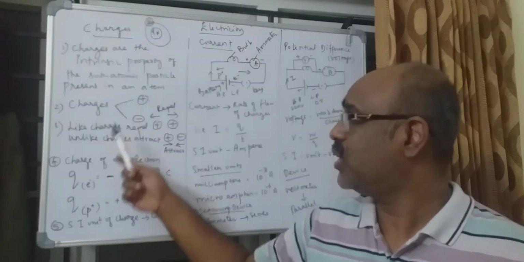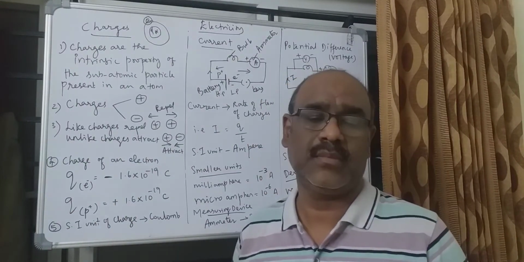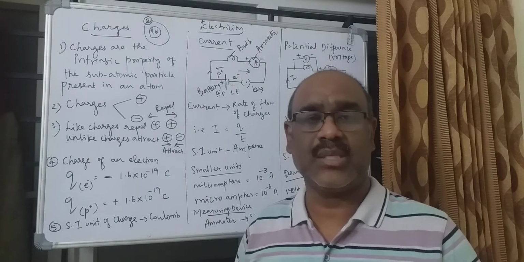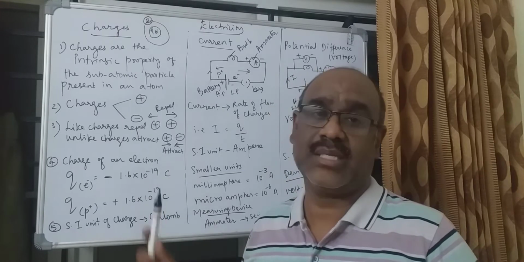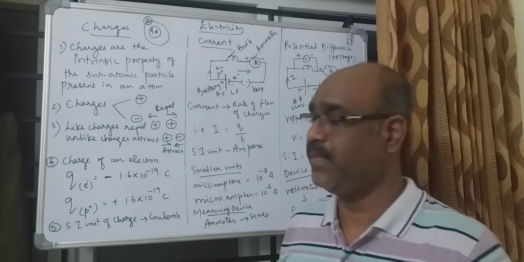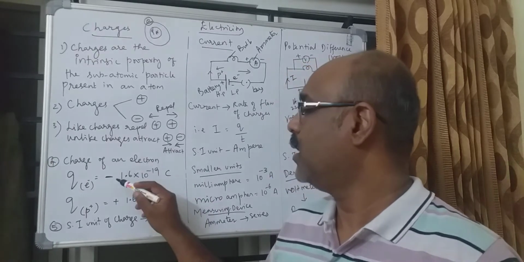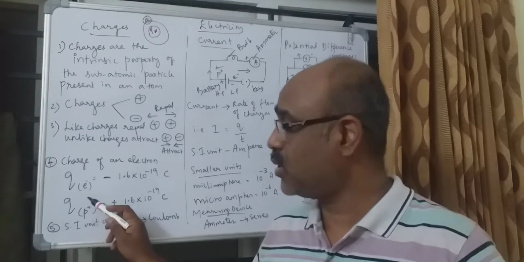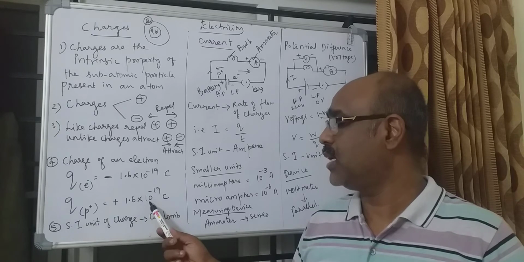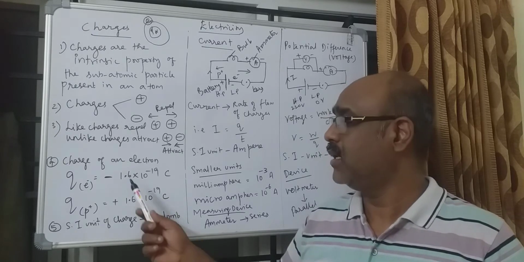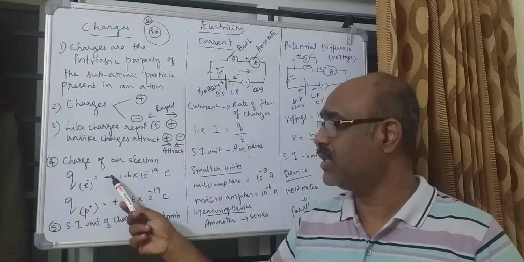And the charge of an electron and a proton. What is the charge of a single electron? The magnitude of the charge of the electron is 1.6 into 10 to the power of minus 19 coulomb, and the charge of the positively charged particle, that is proton, is equal to 1.6 into 10 to the power of minus 19 coulomb.